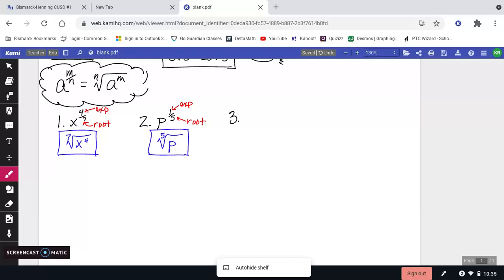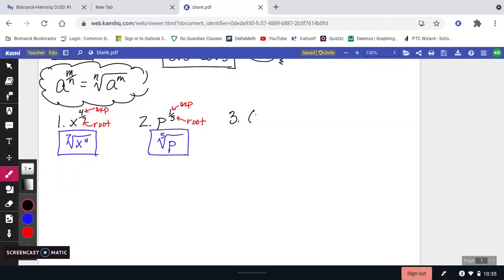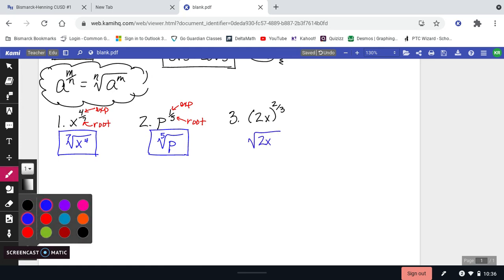Okay, if you have, let's say, something like 2x to the 2/3 power, rewrite that as a root. Well, it's going to be a cube root of 2x, because your denominator becomes the root. The numerator becomes the exponent. So the cube root of (2x) squared. And you want the parentheses because all of that is getting squared.